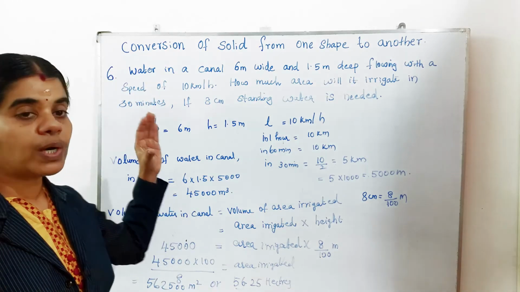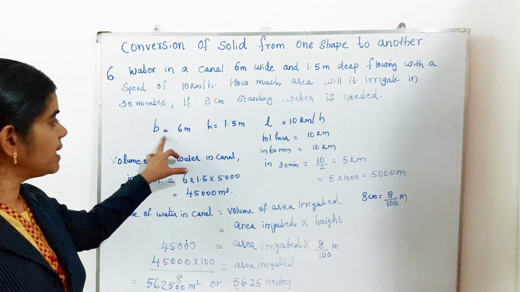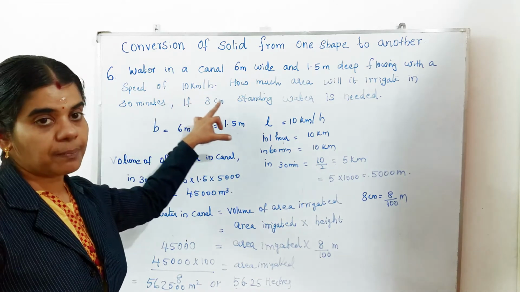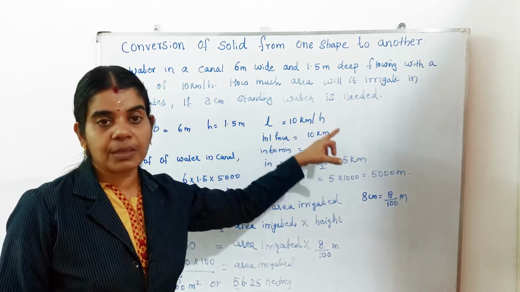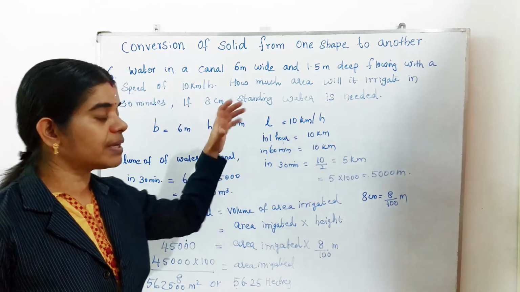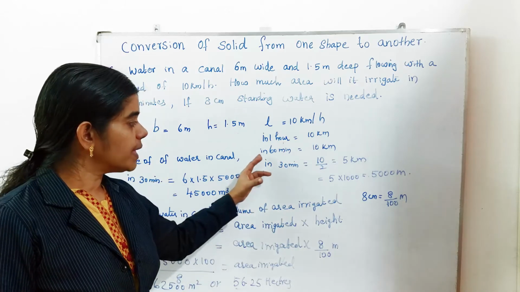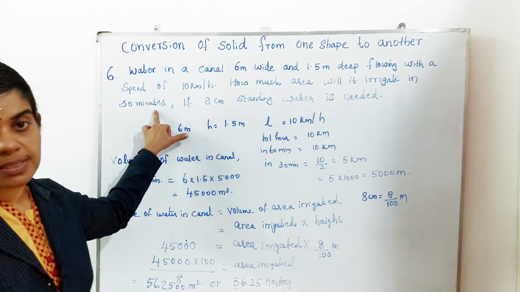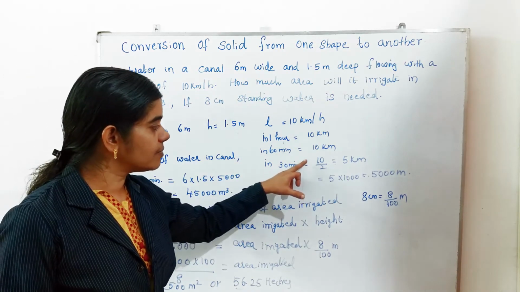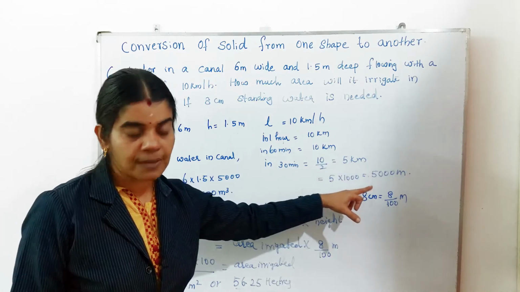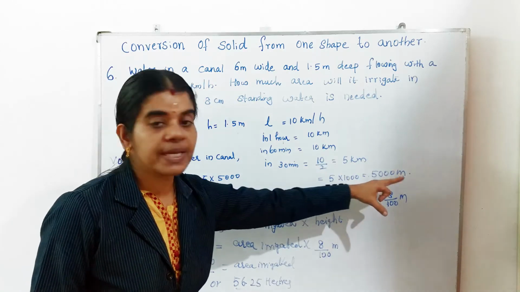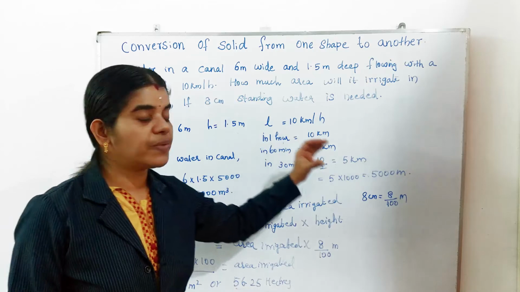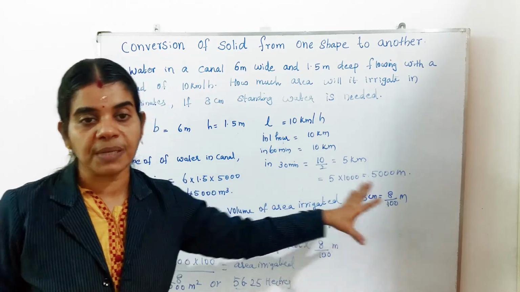So first you want to find the volume of water in the canal. For breadth it is given 6 meter, height is given 1.5 meter, and for length we will take the speed, 10 km per hour. What is the meaning? In 1 hour it is moving 10 km, so in 60 minutes it is moving 10 km. You want to find it in 30 minutes, so the length will be 10 by 2, that is 5 km. So 5 into 1000, that means 5000 meter, because all the remaining measurements are given in meter. So the length we changed to meter, and you got 5000 meter.